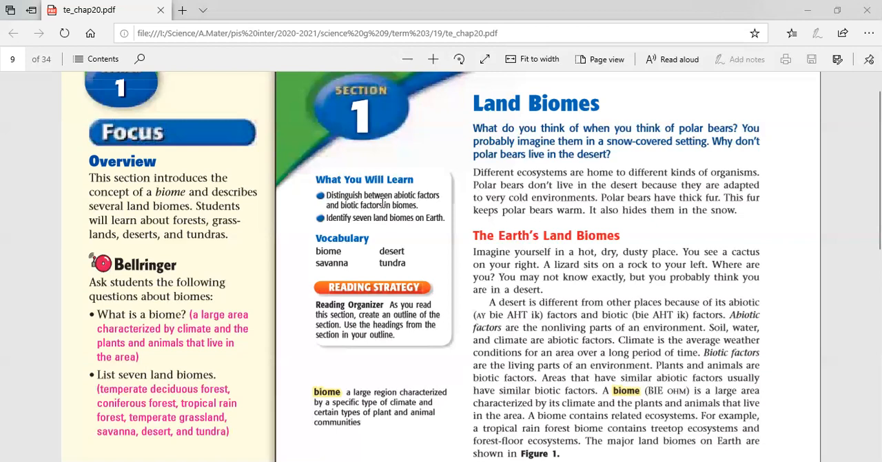So if we have different biomes, that means they are different areas, with different ranges of temperature, different amounts of water received every year, and so different kinds of plants. We could say that climate means the atmospheric conditions in an area, and these conditions play an important role in determining what kinds of living organisms could survive in a biome.